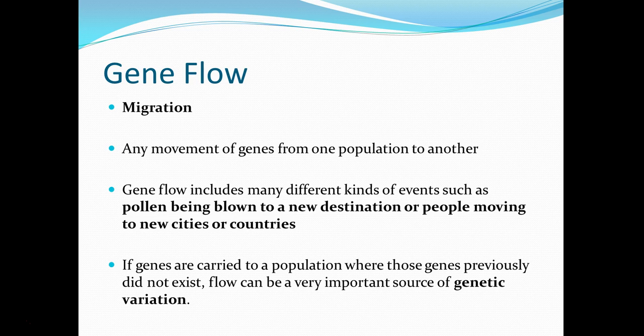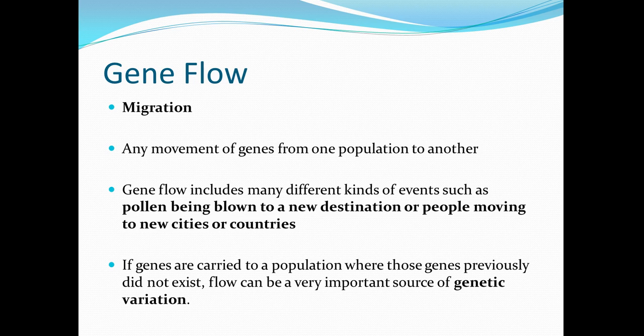Gene flow is simply any movement of genes from one population to another. That would be the definition of gene flow. How does that come about? Well, it could come about through migration of animals. Maybe you have birds that are migrating from one area to another, and then they introduce new genes into a population that did not exist there before by mating with individuals of that new population.